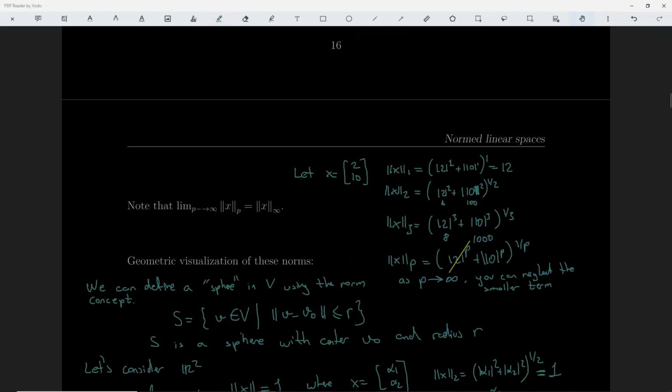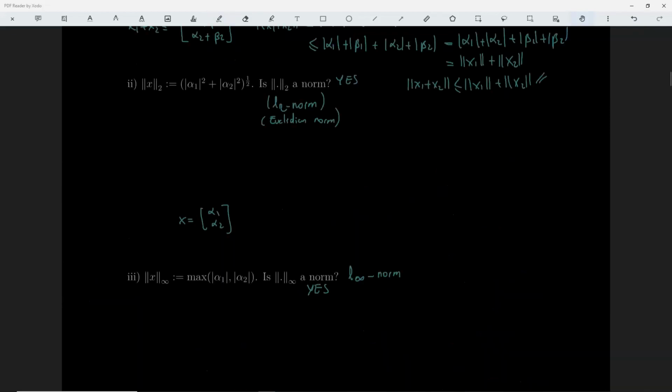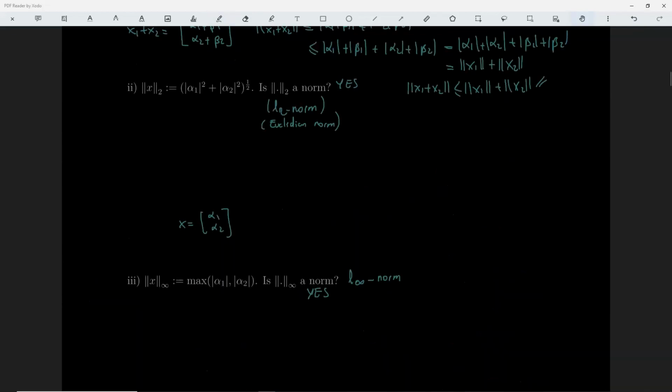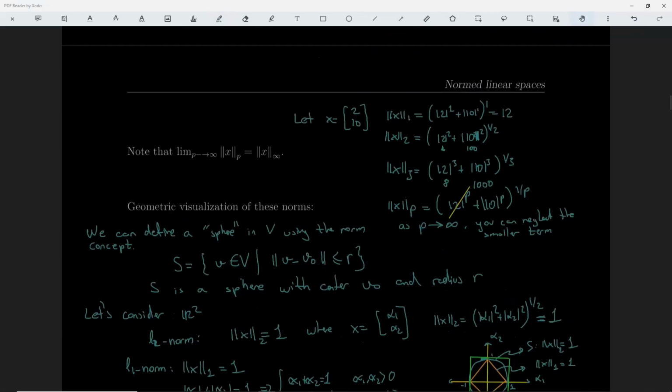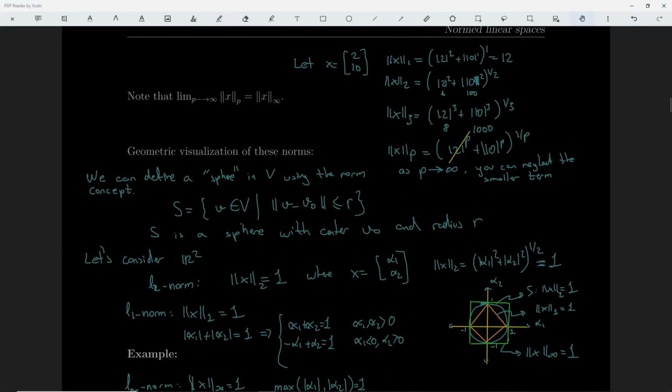And we also talked about the fact that as p goes to infinity, the definition of the p norm turns into this maximum of the absolute value of the entries definition. We said that they're equivalent as p goes to infinity. And we also tried to plot the unit spheres which are defined with respect to different norms. L1 norm, L2 norm, L infinity norm, etc.